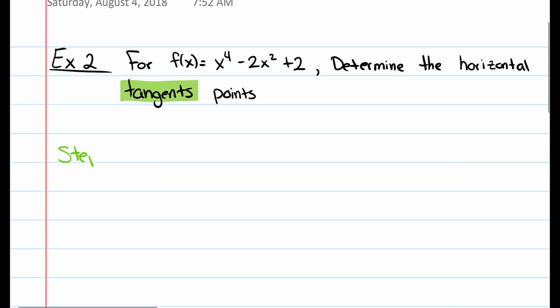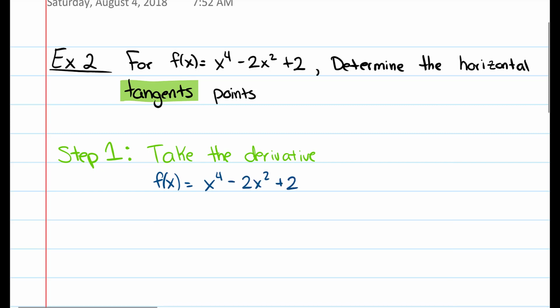So step 1 is to take the derivative. We have f(x) = x^4 - 2x^2 + 2. So f'(x) is 4x^3 - 4x + 0, because it's a constant.